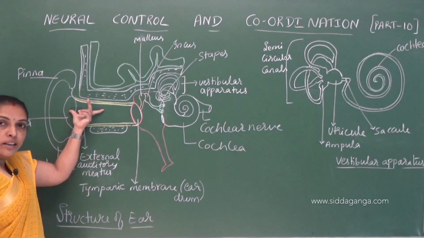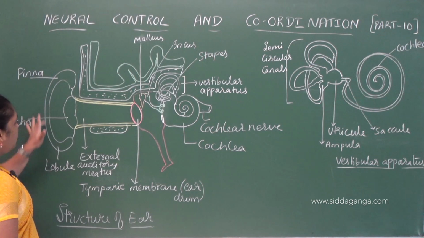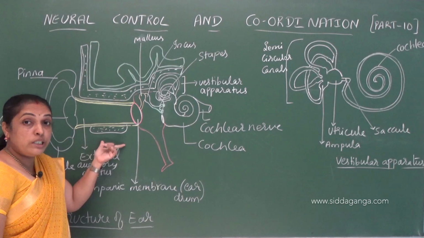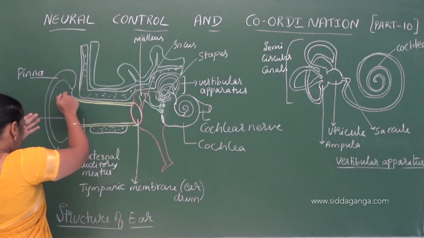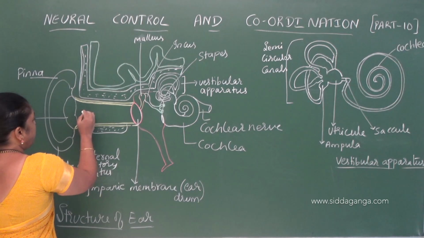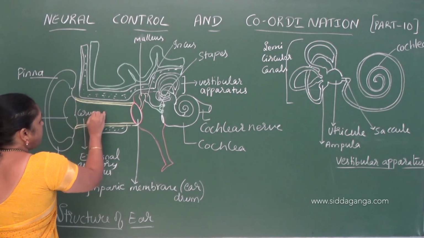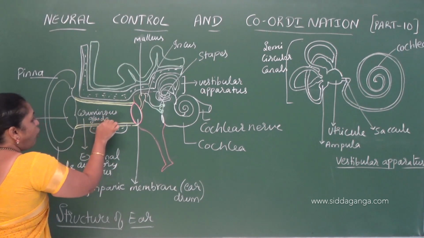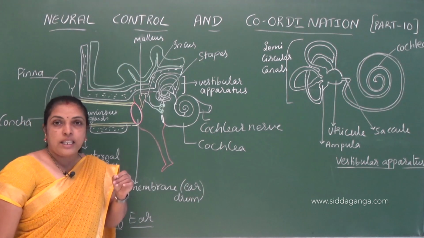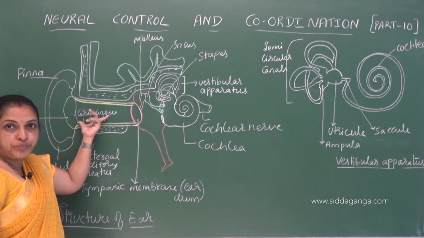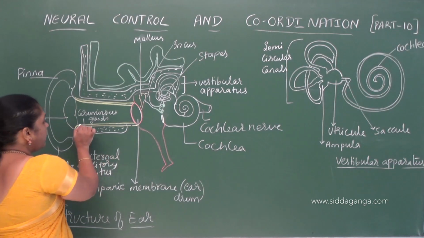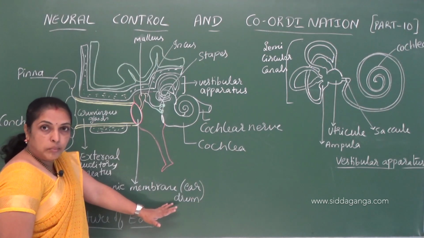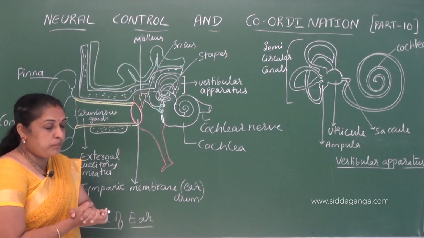The outer ear consists of the pinna and the external auditory meatus or external auditory canal. Here we see the black secretion by cells called ceruminous glands. Ceruminous glands are modified sweat glands. They secrete ear wax. Understood? And the external auditory canal ends with a membrane called the tympanic membrane. It is also called the eardrum.